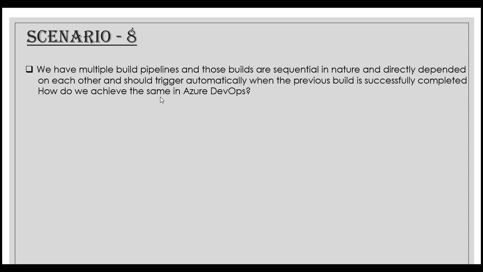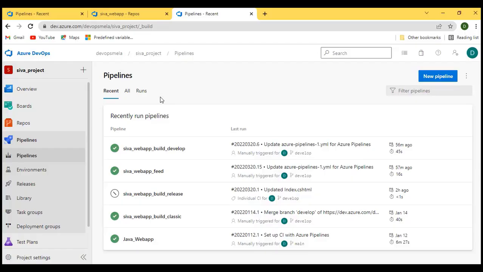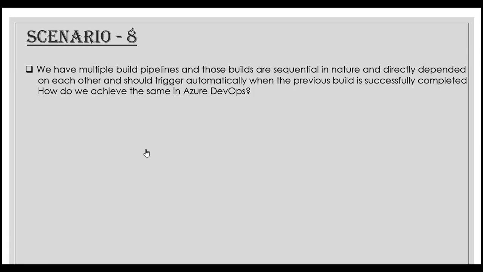Okay, straightforward. Let's go back to Azure DevOps. Let's consider this. Take this as a build, Shiva_web_app_build_develop. This build is directly dependent on the other build, Shiva_web_app_feed. So when this feed build is successful, then only this particular build should run automatically. How exactly can we achieve it? Let's see that. Let's go back to the PPT.